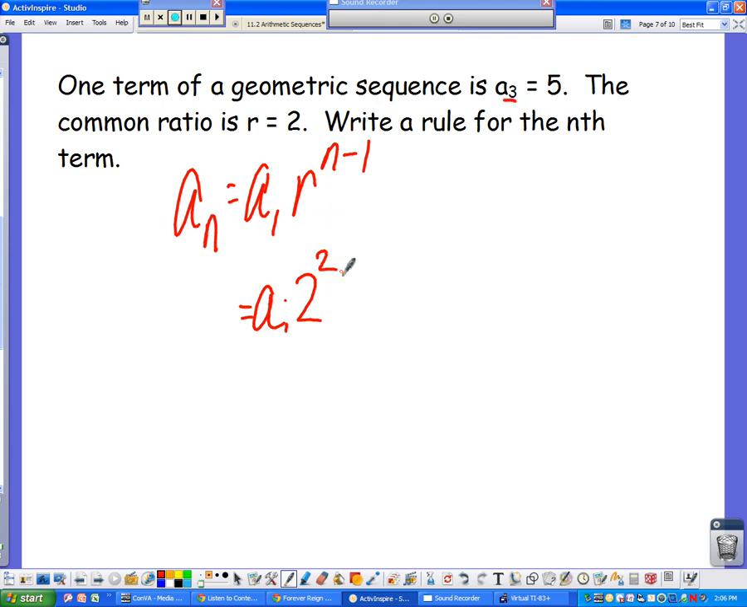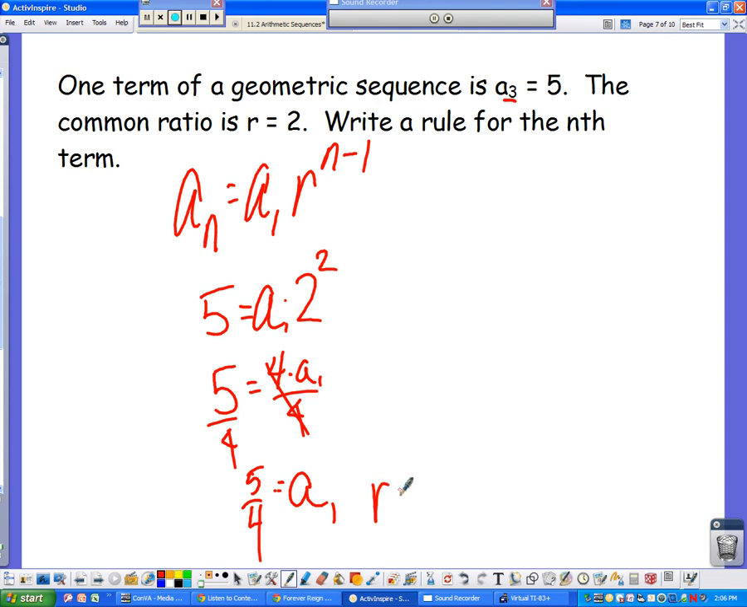And that term is the 5th term. So to find our a sub 1, it's just 5 equals, 2 squared is 4, so this would be 4 times a sub 1. Divide by 4, and I find out that my first term is 5/4. So I already have my r. My r, remember, is 2. So I plug all my information in. So my rule for a sub n would be a sub 1, which is 5/4, times 2 to the n minus 1.